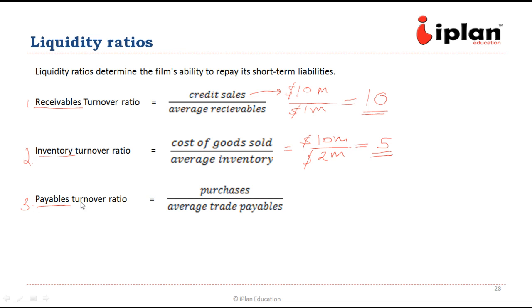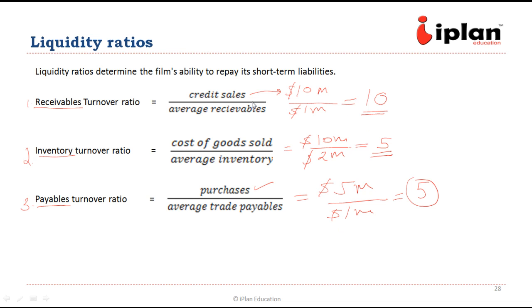Finally, the payables turnover ratio, which is the ratio of the purchases made in that period divided by average trade payables. So for example, in the whole year, suppose we have made purchases of $5 million, and at any moment on an average, we have to pay $1 million to our suppliers. So that is, payable turnover ratio is 5. 5 times in that period, we are able to turn over the payables.